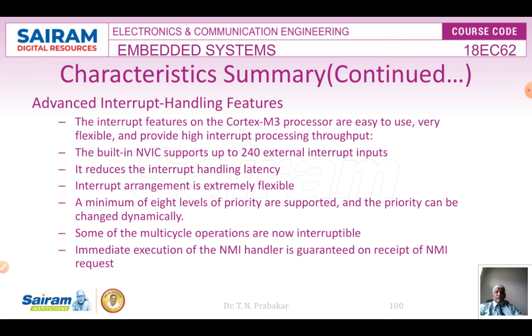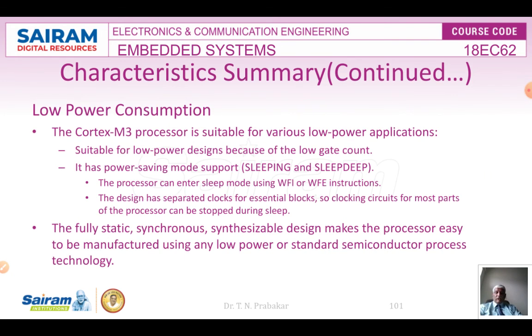So this is actually a multi-cycle operation, right? You are writing data, and when the data is being written, maybe at the third clock cycle, I can give an interrupt and I can do some other process, but the original task will not get disturbed. Again, this is possible in this case. And immediate execution of the NMI handler is guaranteed, right? So whenever there is a non-maskable interrupt, immediately that will be executed without any delay. That is also possible here.